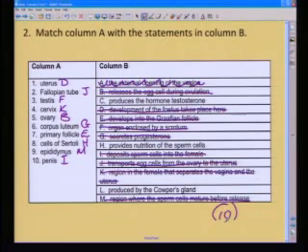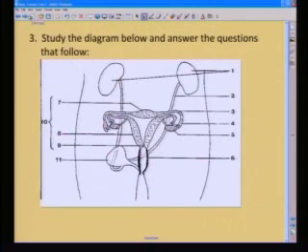Okay, we have one question left. It says, study the diagram below and answer the questions that follow. Here we have a female reproductive system. The reason I chose this question is because it's exactly the diagram I gave you. All right, first we label. Always, rule number one, first we label.